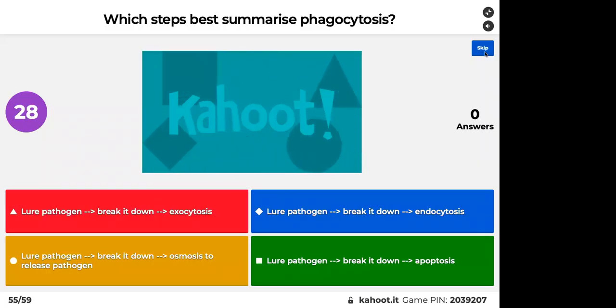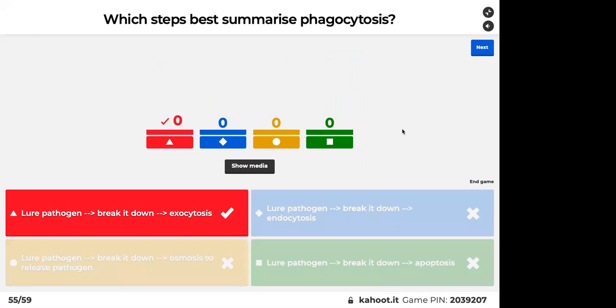Which steps best summarize phagocytosis? It's a bit of a tough one because there's so many similar answers. Well, I think we can all agree, whatever answer you chose, that phagocytosis does start by luring in a pathogen and breaks it down. So it results in actually exocytosis, so not endocytosis. So to be clear, exocytosis is when you kind of dispose of something by chucking it out of the cell. So I guess you could say that phagocytes are like femme fatales, they lure you to your death.